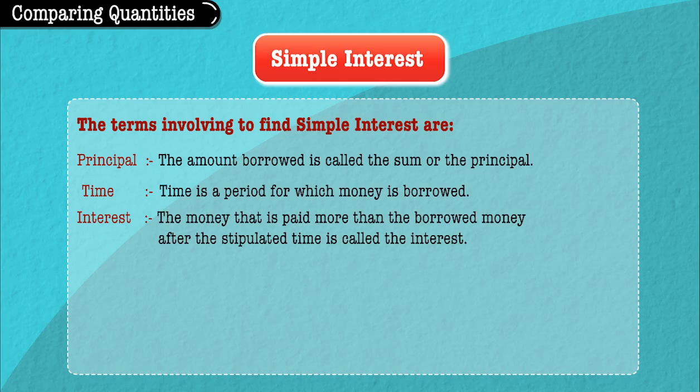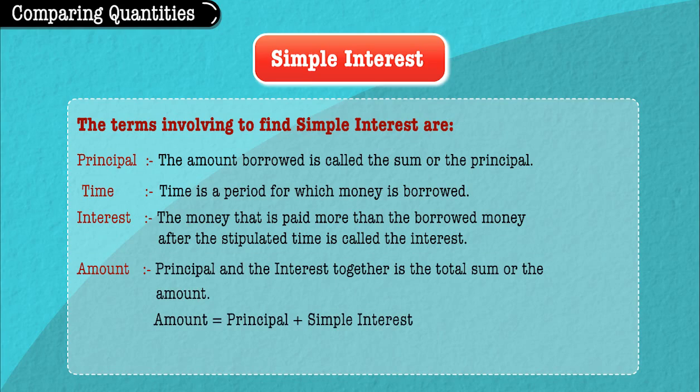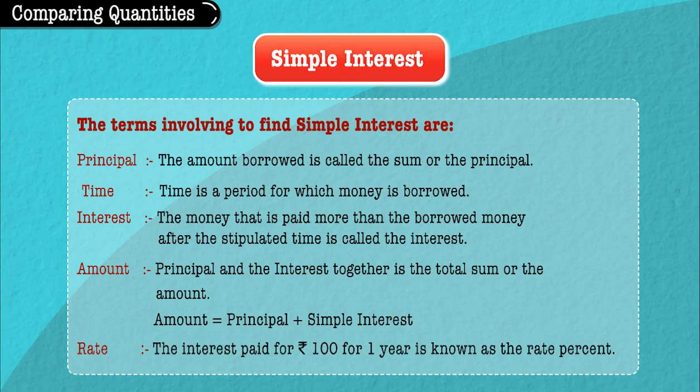Interest. The money that is paid more than the borrowed money after the stipulated time is called the interest. Amount. Principal and the interest together is the total sum or the amount. Amount is equal to principal plus simple interest. Rate. The interest paid for 100 for 1 year is known as the rate percent.